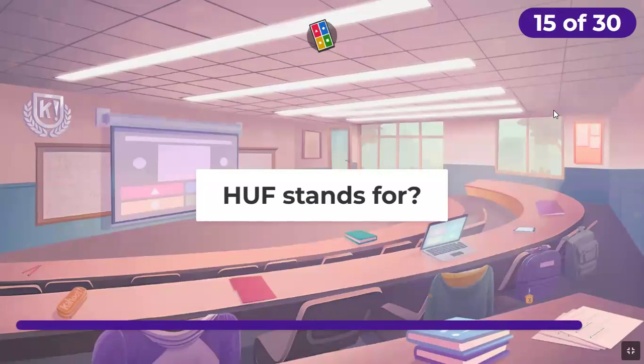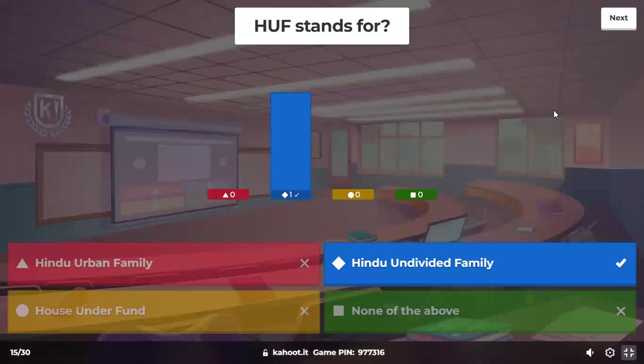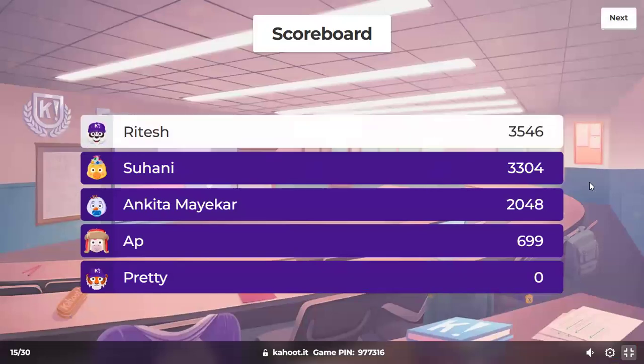HUF stands for: red, Hindu urban family; yellow, house under fund; blue, Hindu undivided family. And yes, the correct answer is blue. So Ritesh has stopped.